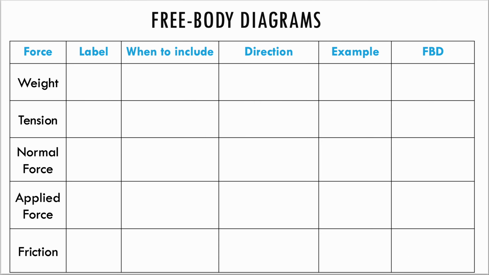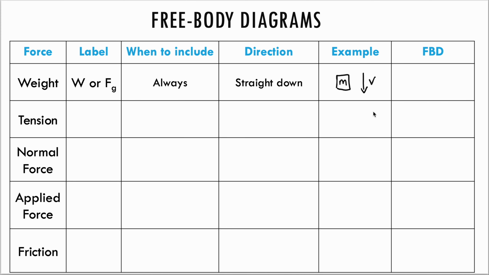Next, how to draw free body diagrams. Let's look at all the different forces that we might encounter. First, the weight. We're going to write this as W or F sub G. We're going to include weight in our free body diagram always. And the direction will always be straight down. So this is the easiest force to draw.